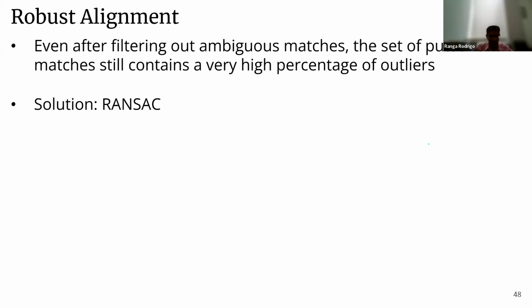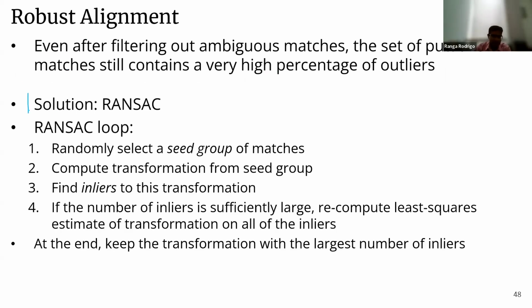They did that with a lot of experiments. Even after filtering out the ambiguous matches, the set of putative matches still contains a very high percentage of outliers. That's why we need RANSAC. So the RANSAC loop, I'll repeat again. We have done that before.